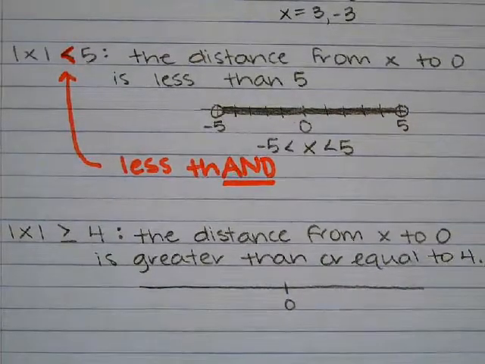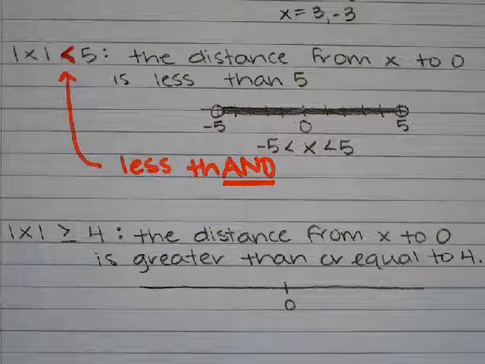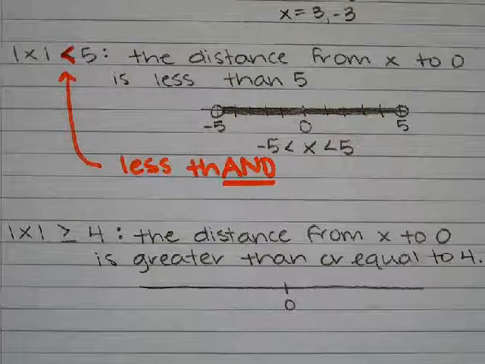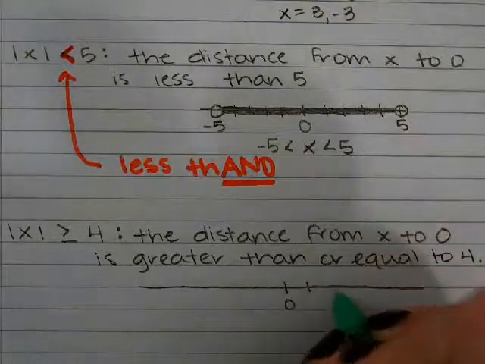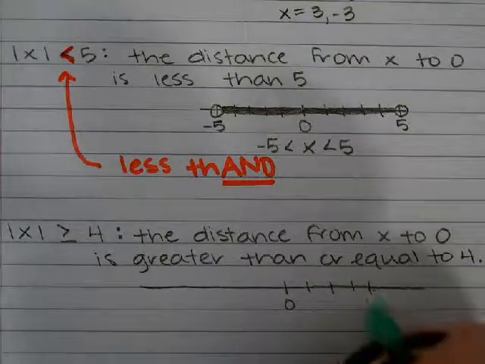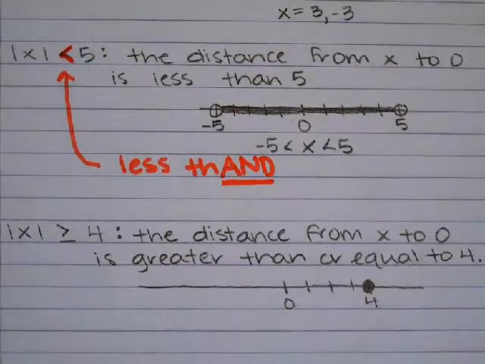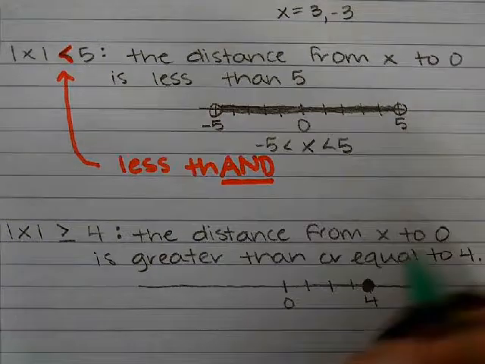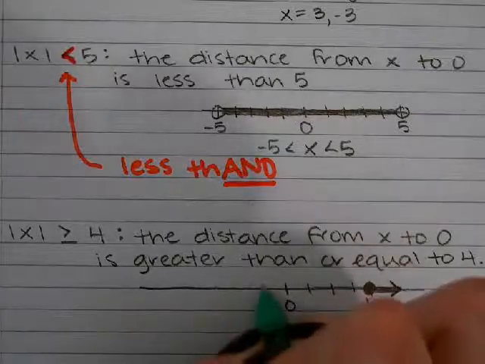Lines with arrows. So 1, 2, 3, 4. So there's the 4. It can be equal to 4, or it's got to be greater than 4. So it's got to go this way. And then 1, 2, 3, 4, equal to 4, or the distance can be more than that.